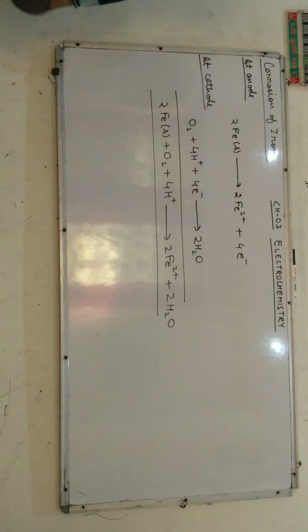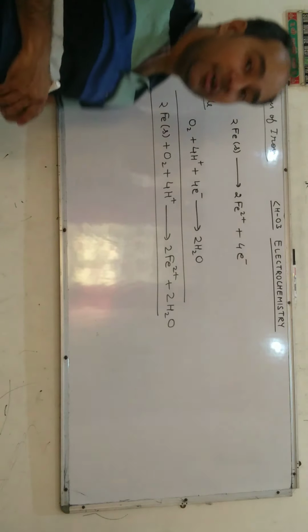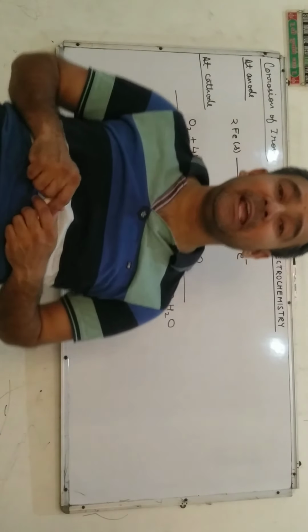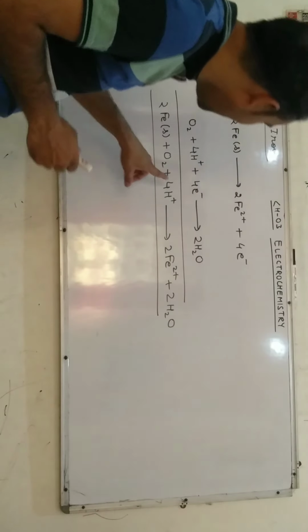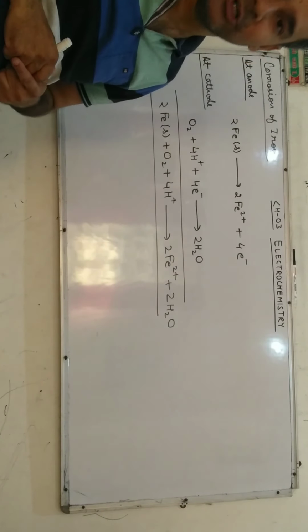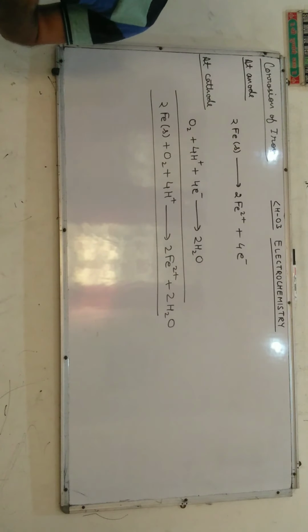Now there are some questions. Why is rusting rapid in saline water? Since saline water contains more electrolyte, which promotes rusting. It should be noted that rusting is inhibited by an alkaline medium, since H positive ion combines with OH negative ion to form water, thus inhibiting rusting.